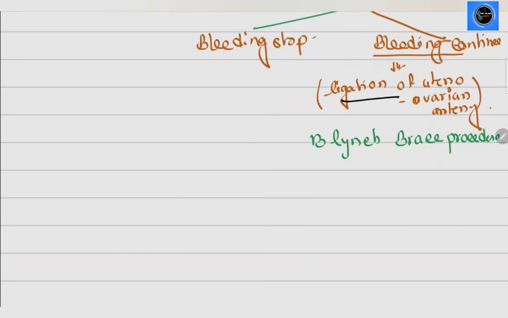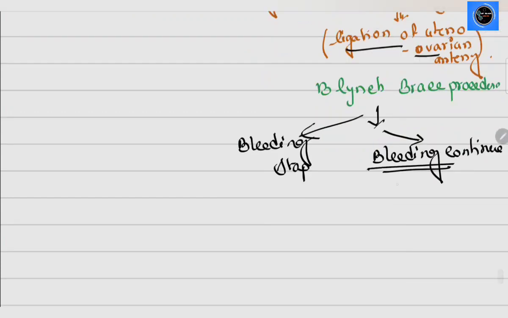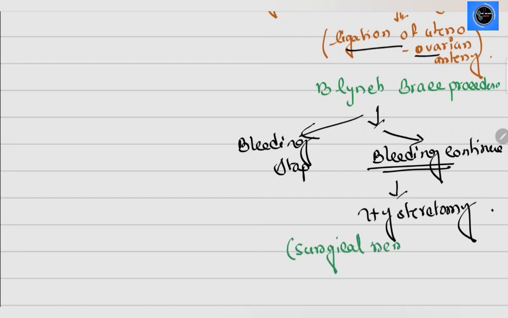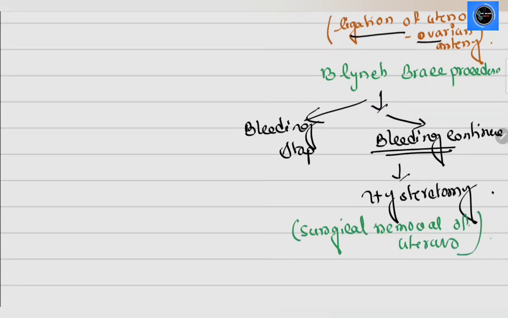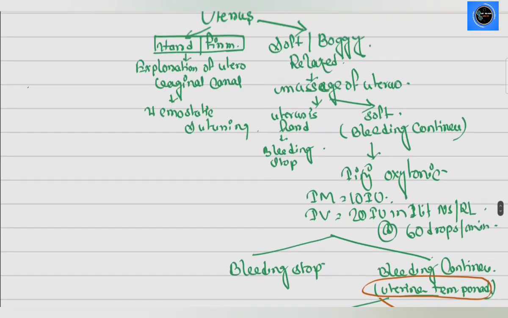After ligation of uterine artery, bleeding may be stopped. But yet bleeding is continued. In that case, you can perform the last procedure, that is hysterectomy. Hysterectomy means surgical removal of uterus. So this is the last stage to manage true postpartum hemorrhage. So I think you all have understood how to manage true postpartum hemorrhage.